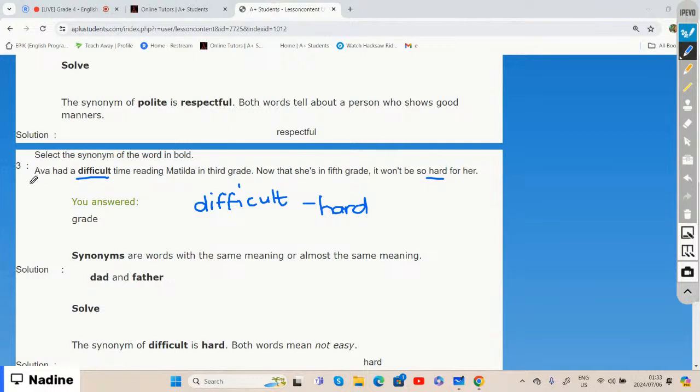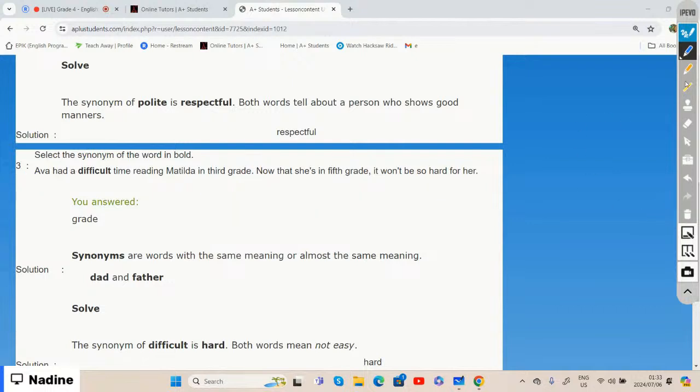So even if I were to leave that one sentence, and I were to change that word difficult to hard, it would still be the same. So it would say Ava had a hard time reading Matilda in third grade, meaning still the same. Now that she's in fifth grade, it won't be so difficult for her. The meaning of that sentence still stays the same.